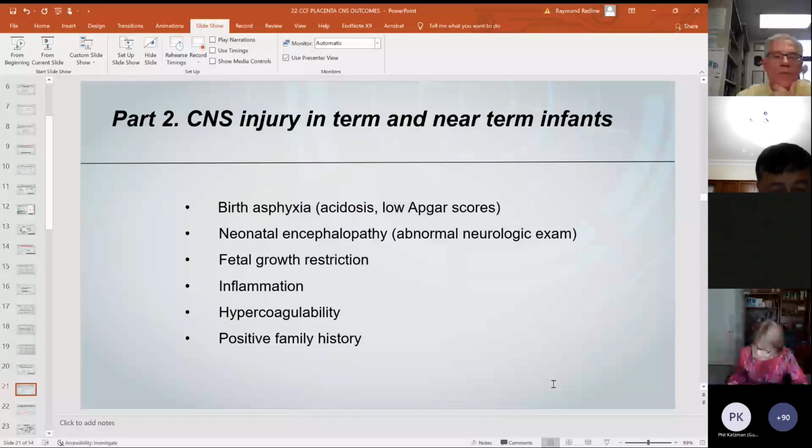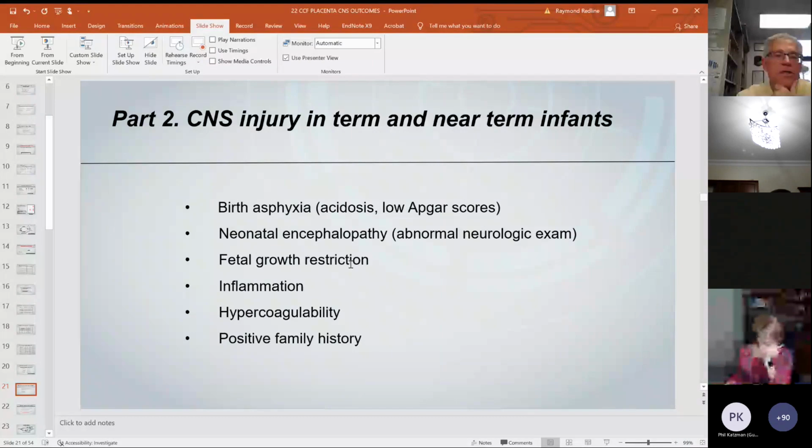So now I want to turn to CNS injury in term and near-term infants. Again, going through the background and what's sort of commonly accepted in the literature, there is an unclear association with birth asphyxia. Some would say it's frequent, some would say that it's rare, but clearly there are infants with so-called hypoxic ischemic encephalopathy, acidosis, and low APGAR scores who develop cerebral palsy and other forms of CNS injury. Then neonatal encephalopathy, which is basically just abnormal CNS status at birth, without any comment as to the long-term sequelae.